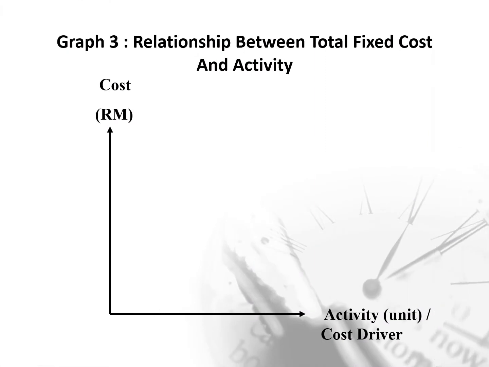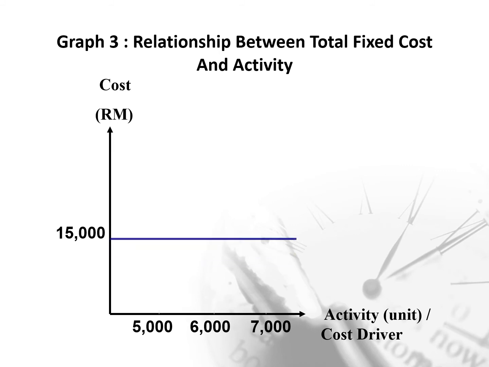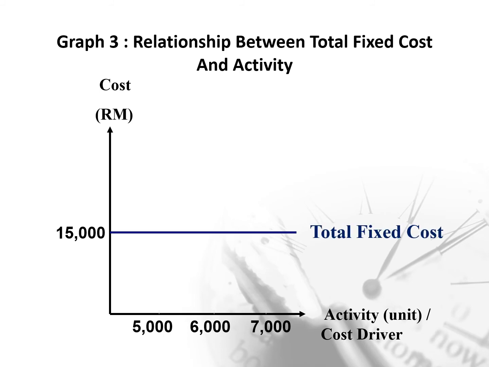Relationship between total fixed cost and activity is illustrated in graph 3. For each production unit of 5,000, 6,000, and 7,000 units, the total fixed cost is 15,000. After we plot the graph, we will find a horizontal line, and this line is total fixed cost.